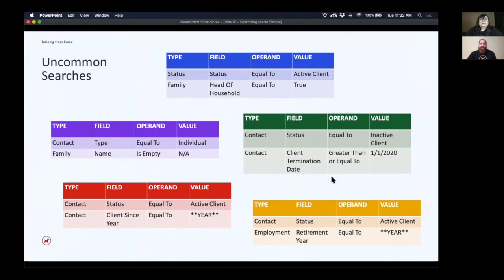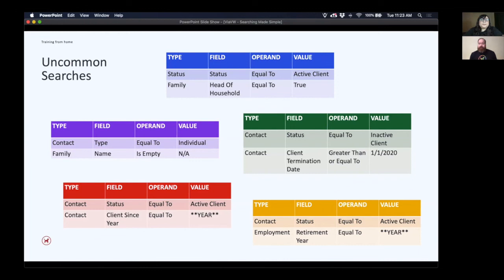So over to the right-hand side in green, let's talk about inactive clients. Okay, so inactive clients, maybe I still want to search on that information, but there is a field under contact details called client termination date. And you can use that field to also run searches. Now, most likely, and it should be, if you fill out client termination date, they should probably not be marked with the status of active client anymore. So in this case, I'm looking at contact status equal to inactive client and the contact client termination date greater than or equal to January 1st, 2020.